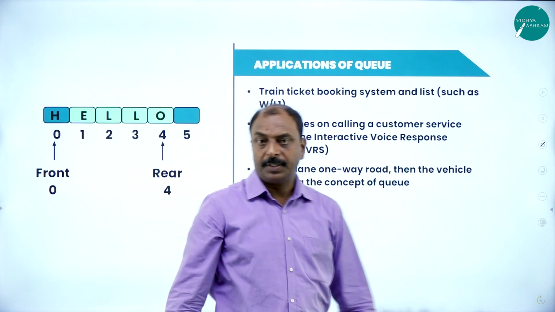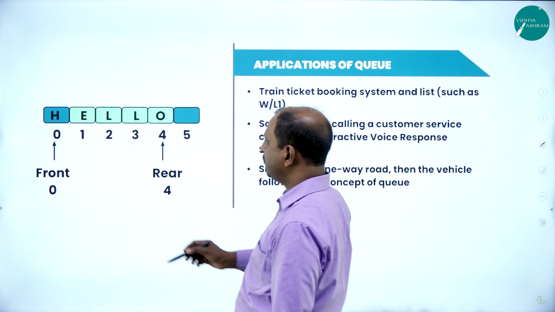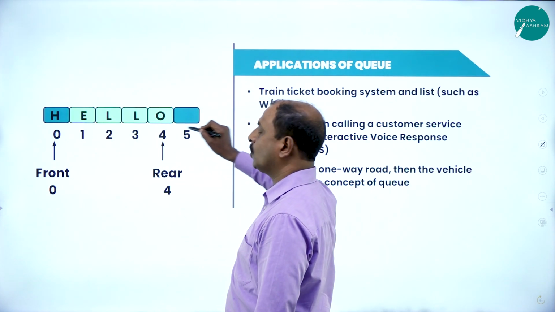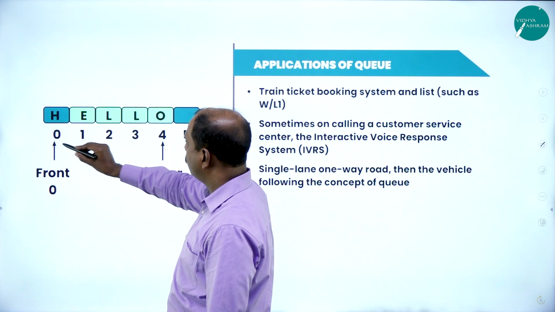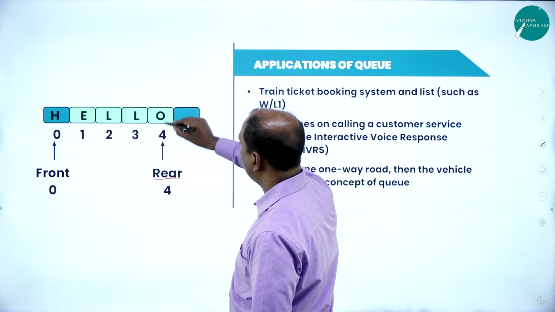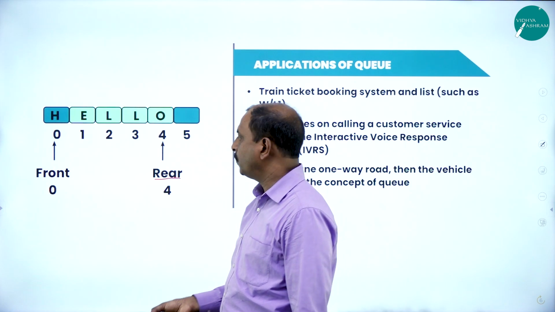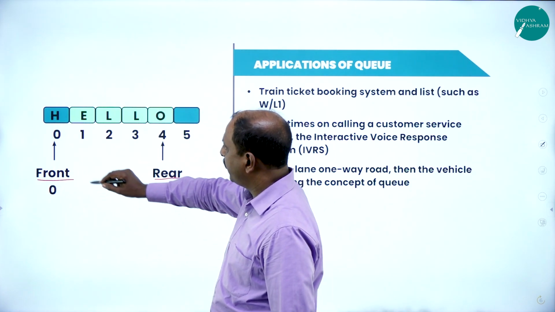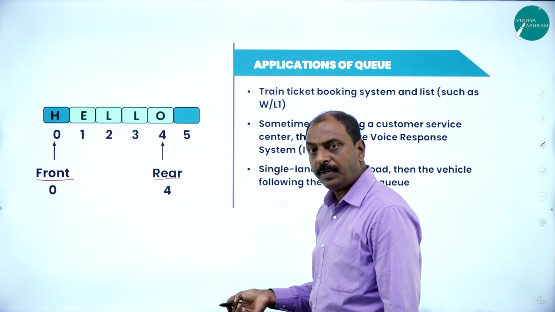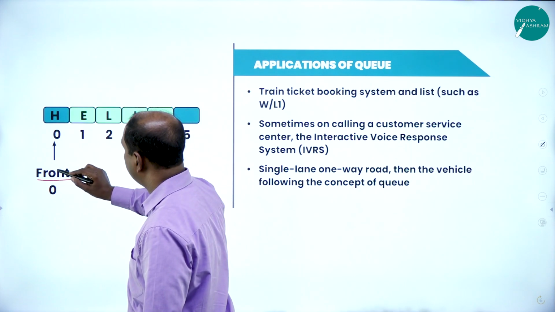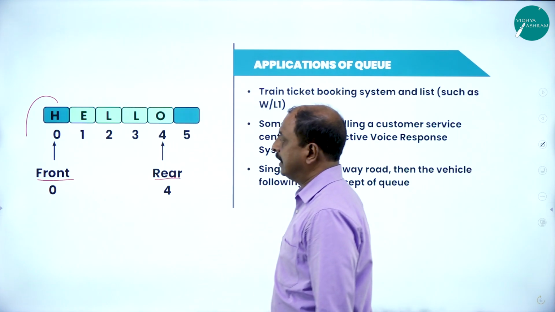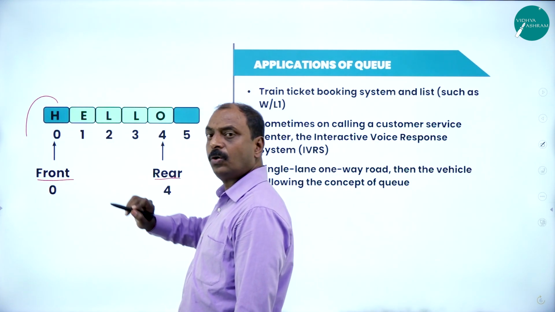Now look at another example of a data structure queue. If you observe this, HELLO, these are all the elements of a queue, with indices 0, 1, 2, 3, 4, 5, and this is the rear pointer, where we can add a new element into the queue, and this is the front pointer. The element to be removed is the first element, that is the front element. Any deletion only takes place at the front end. In this example, H has to come out of the queue. That is the meaning of first in, first out principle.